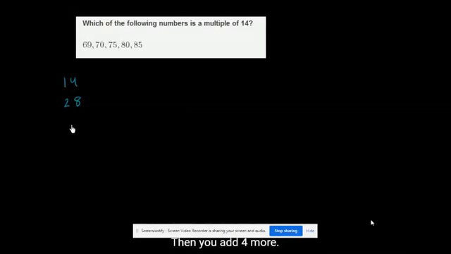Then you add 4 more, you get to 42. Then you add another 14. I haven't seen any of these numbers show up yet. Add another 14 to this, you get to 56. Still not quite there. Add another 14. Let's see, if you add 4, you get to 60, and then you have to add the 10, so then you get to 70. And it looks like we have found one of these numbers. 70 is a multiple of 14. 14 times 1, 2, 3, 4, 5. 14 times 5 is 70.